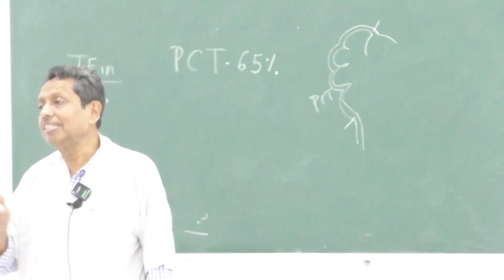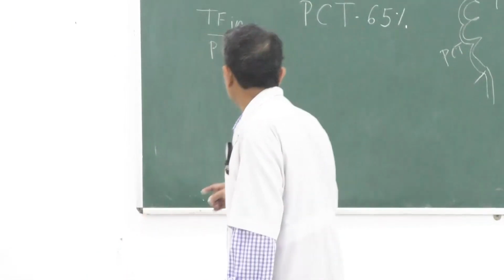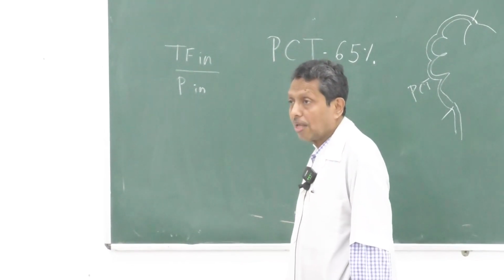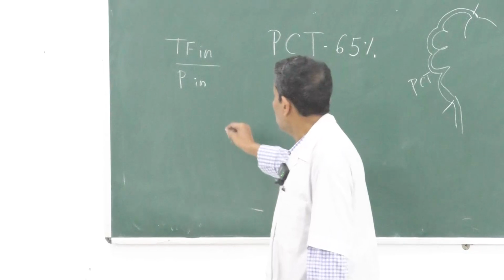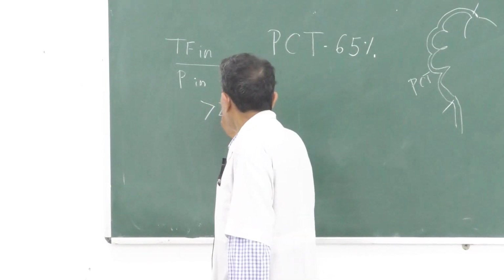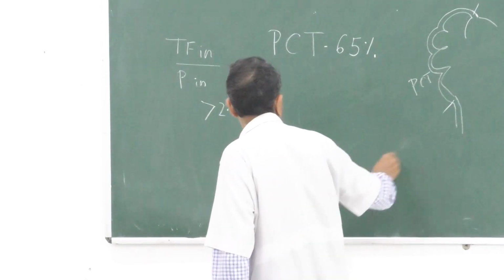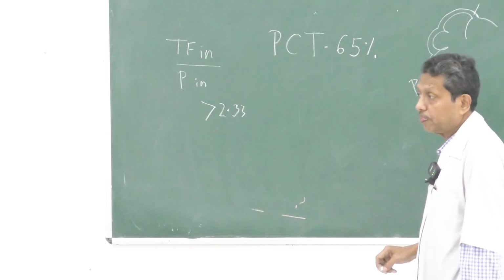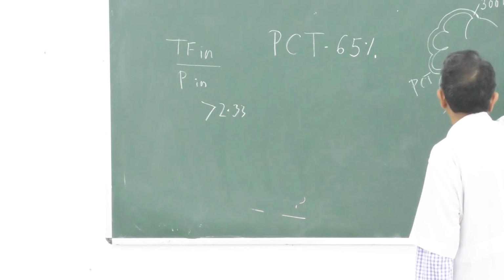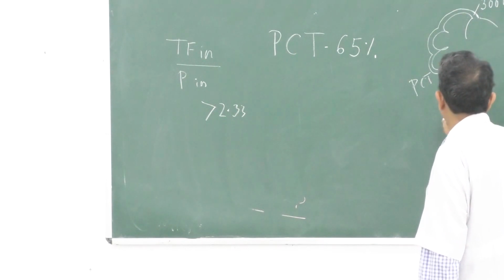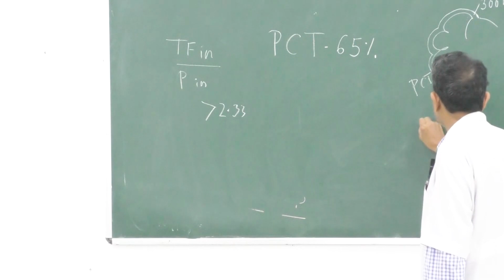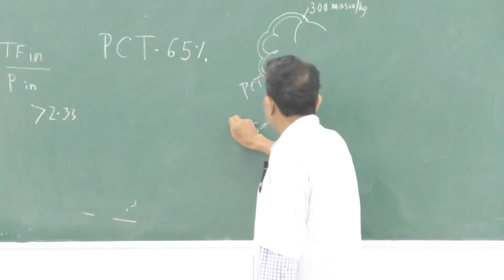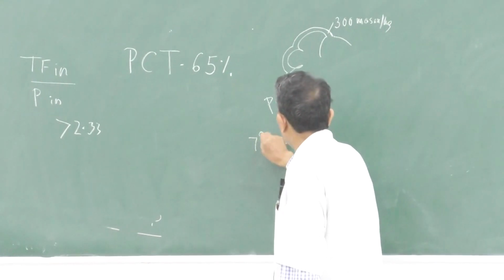That there is an increase in the tubular fluid inulin to plasma inulin ratio. Initially it is 1, but it increases. It is more than 2.33 or so. But the osmolarity remains the same, milliosmol per kg at the beginning, and it is the same value. But the inulin ratio is more than 2.33.